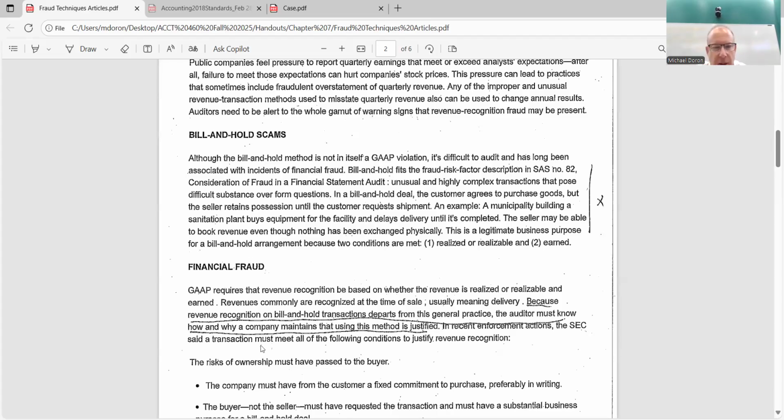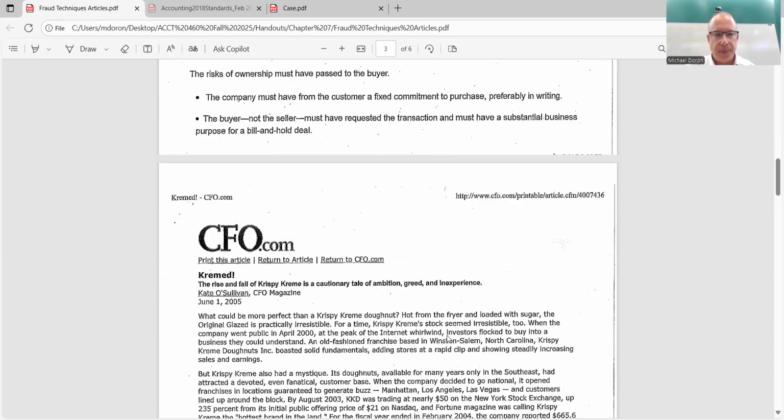And so because revenue recognition on bill and hold transactions departs from this general practice of recognizing when delivered, the auditor must know how and why a company maintains that using this method is justified. Okay, so you as the auditor would ask the toy manufacturer, why do you have all these bill and hold transactions? And they would explain, we have a lot of retailers who only want the Christmas stuff at Christmas season, but they want to make sure they're going to have it, so they buy it months in advance, and we hold on to it for them. Okay, that's one fraud technique, bill and hold.